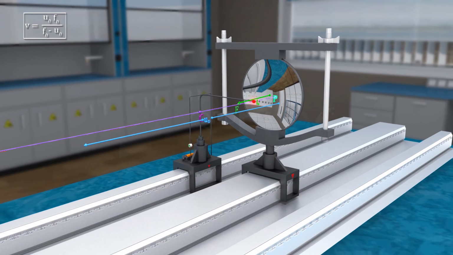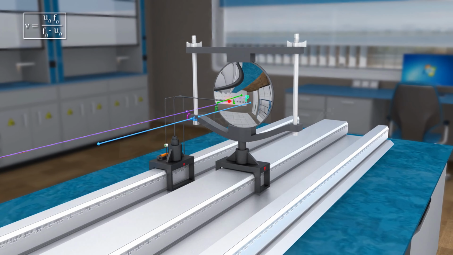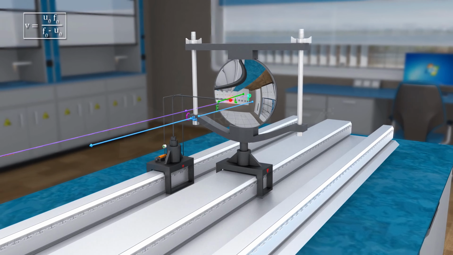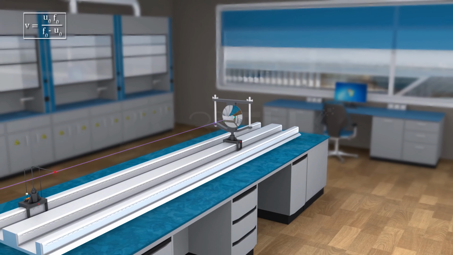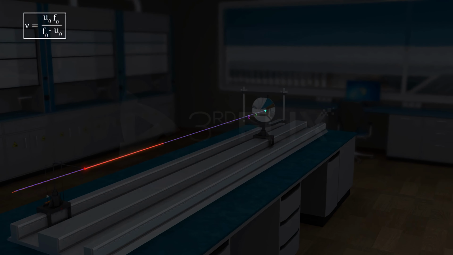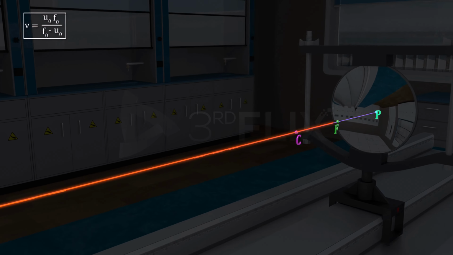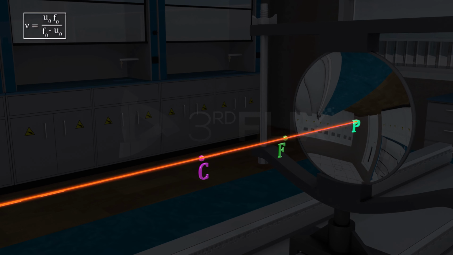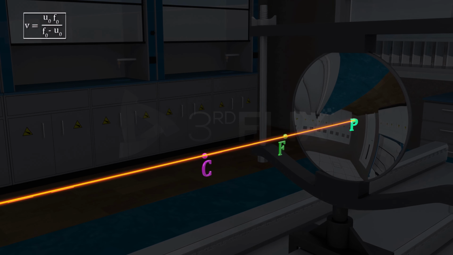Now, let us take the help of ray diagrams. In the current topic, we will look at image formation for objects placed beyond the center of the mirror. Let us start with the object's position that is very far from the mirror. Consider a ray passing along the principal axis. After getting reflected, the ray comes back along the same path.